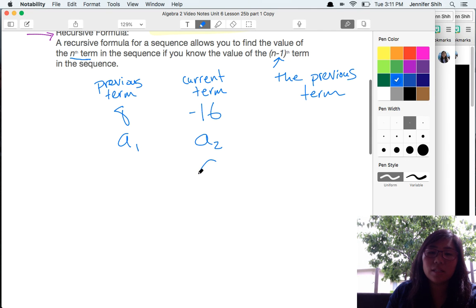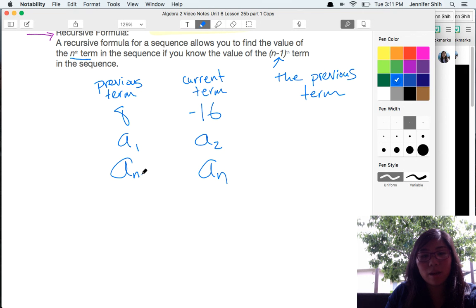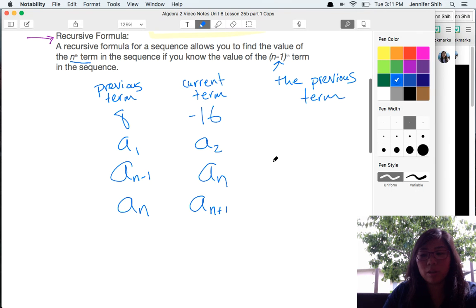So if this is a sub n, then this previous term is a sub n minus 1. But if the previous term was a sub n, the current term would be a sub n plus 1. So you have to think about it. 2 is always going to be 1 more than 1, but 1 is always going to be 1 less than 2. So there's a couple ways to write this. Let's write the recursive formula for this.